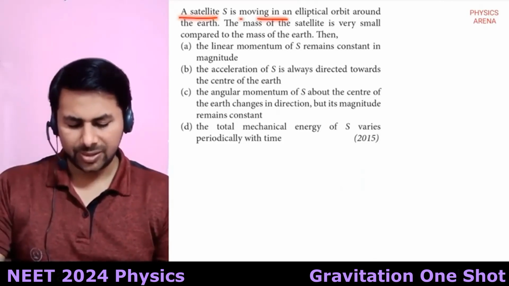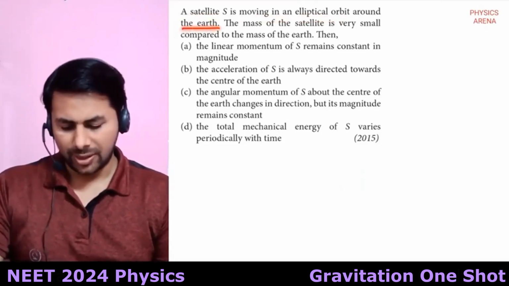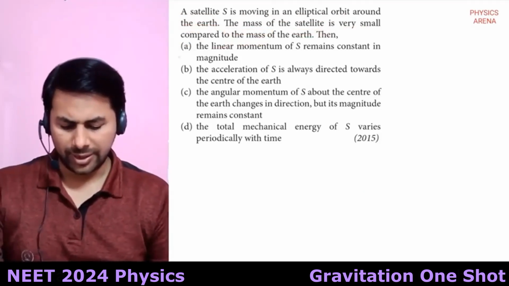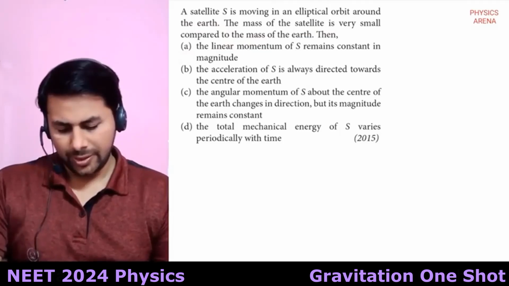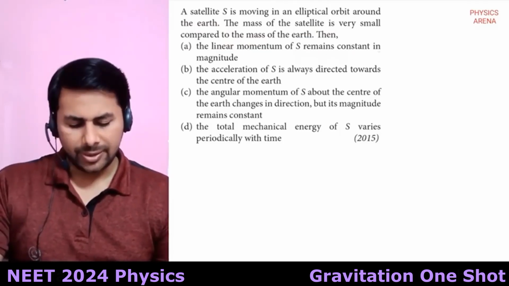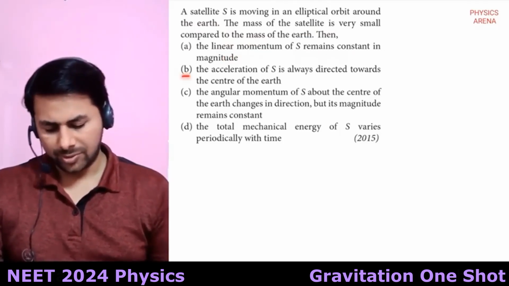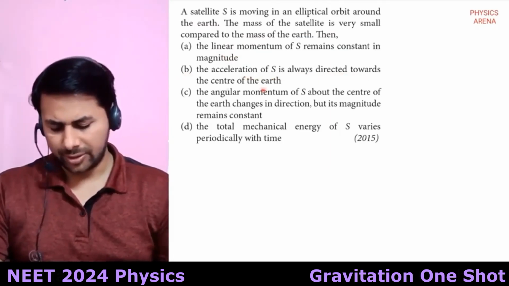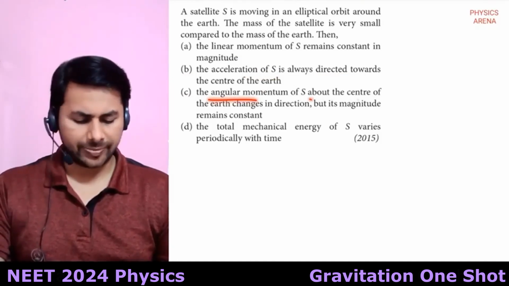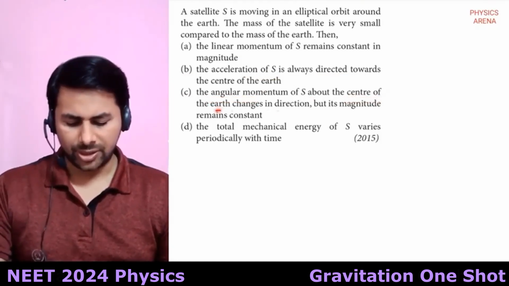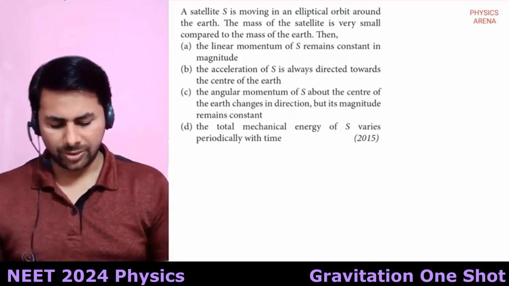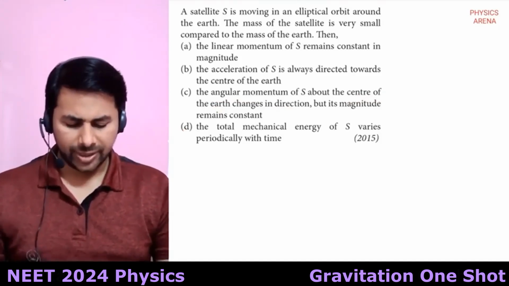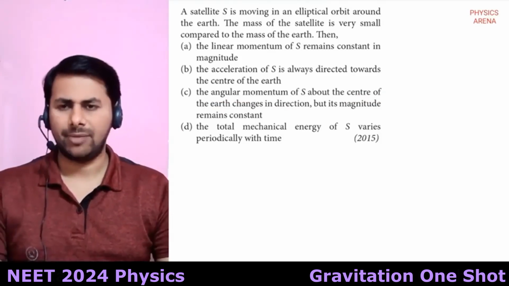The satellite S is moving in an elliptical orbit around the Earth. The mass of the satellite is very small compared to the mass of Earth. Then option A, the linear momentum of S remains constant in magnitude. Option B, the acceleration of S is always directed towards the center of Earth. Option C, the angular momentum of S about the center of Earth changes in direction, but its magnitude remains constant. Option D, the total mechanical energy of S varies periodically with time. Tell me.